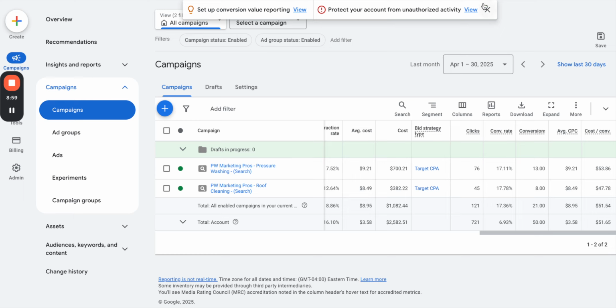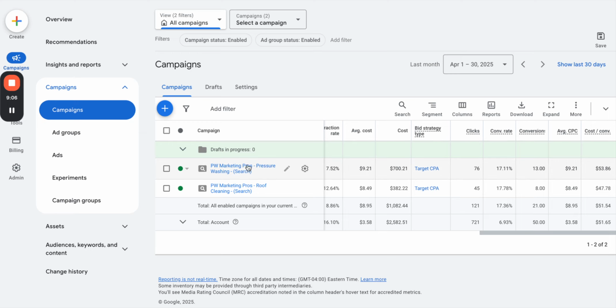Now, this is also another client that we manage the local service ads and the Google ads for as well, but we'll go over the Google ads here real fast. And so they have a pressure washing campaign that they spent $700 on. They got 13 leads, and they got about $54 a lead in that sense. And then they also have roof cleaning as well. So we spent $382. They got 8 leads for that, and they got about $47 a lead.